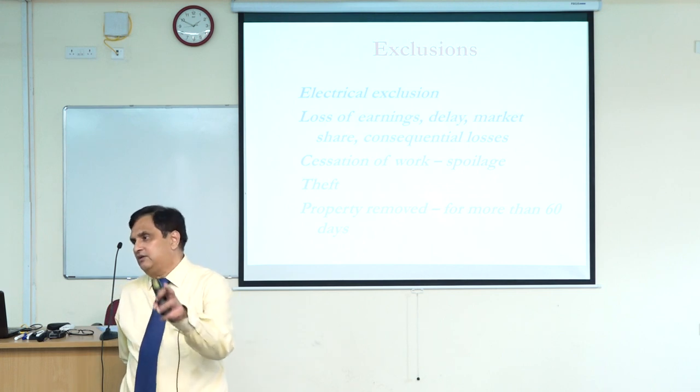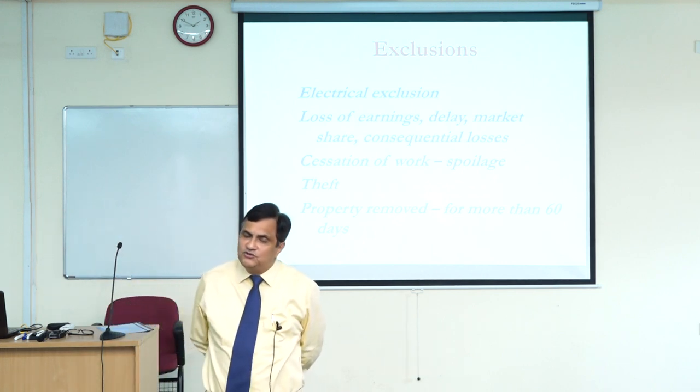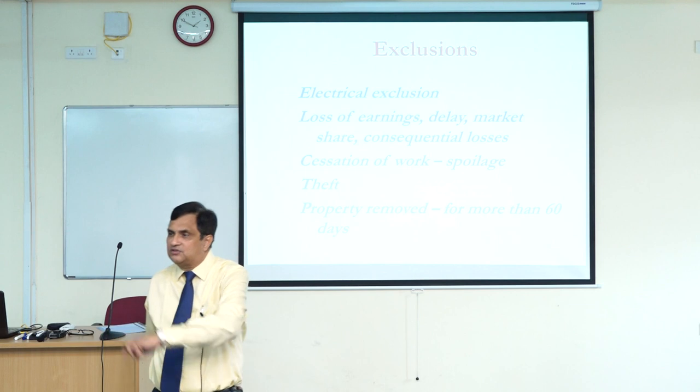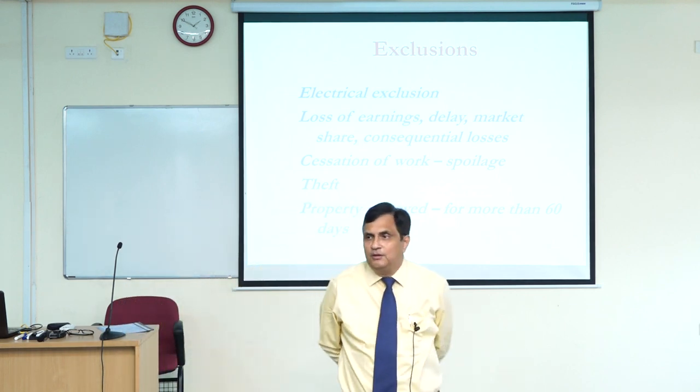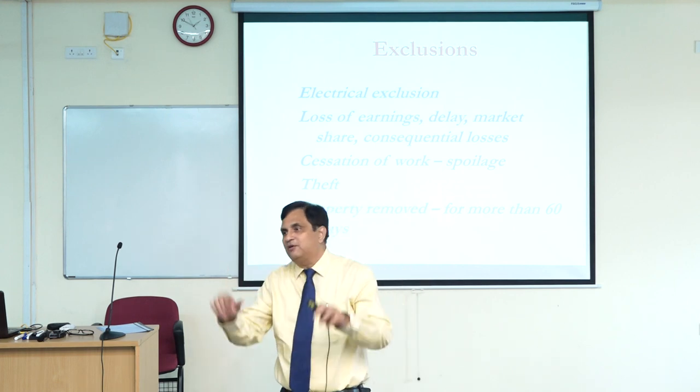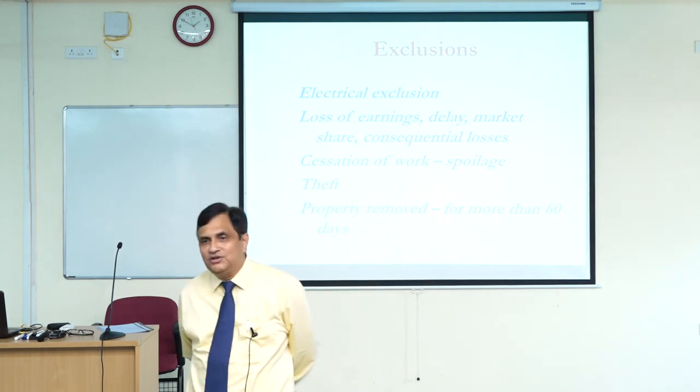If you want to cover it, there is a separate policy related to that, which is business interruption. When we speak about business interruption, I will tell you what the coverages and limitations are, but suffice to say that a material damage policy does not cover consequential losses.